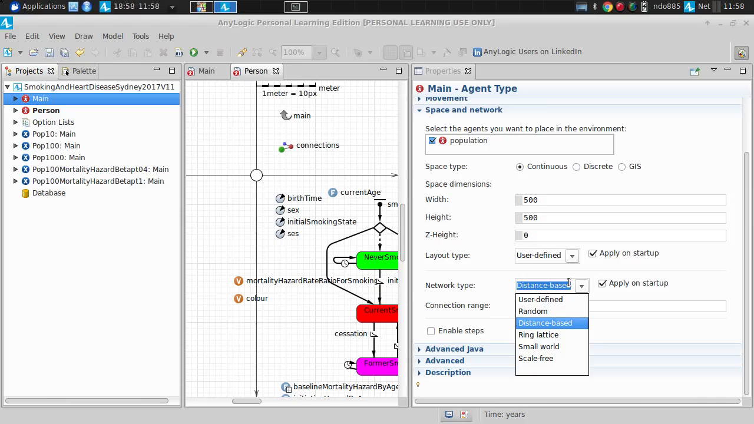So there's a bunch of different types of networks that are automatically built in by AnyLogic. But generally speaking, for many empirically grounded models, you might want to make use of a user-defined network, which basically you construct.